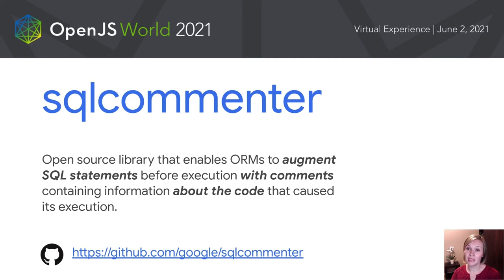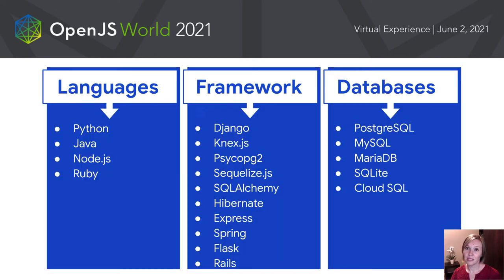In short, it provides observability into the state of client-side applications and their impact on database performance without having to be a database performance expert or use a multitude of tools. Application developers don't need to do very much application code change at all to enable SQL Commenter for applications that use ORMs. You can find a link on the slide to the GitHub repo, which in turn links to the documentation for SQL Commenter. SQL Commenter is available for Python, Java, Node.js, and Ruby, and is supported by several ORMs and frameworks that you can see here. It's also been tested against a number of databases, including Postgres, MySQL, MariaDB, SQLite, and Cloud SQL.